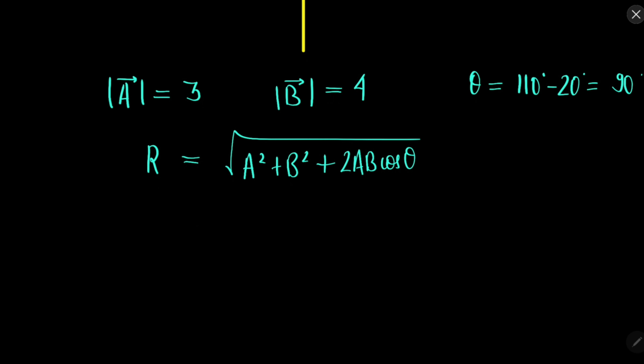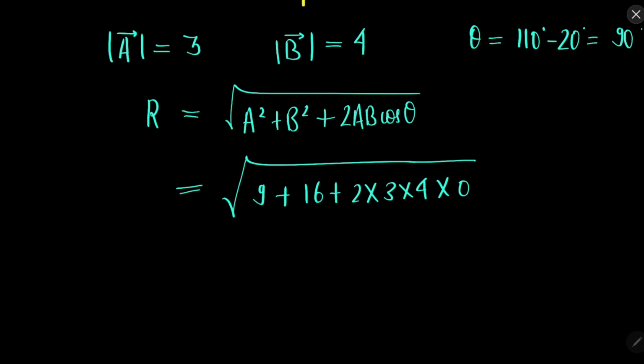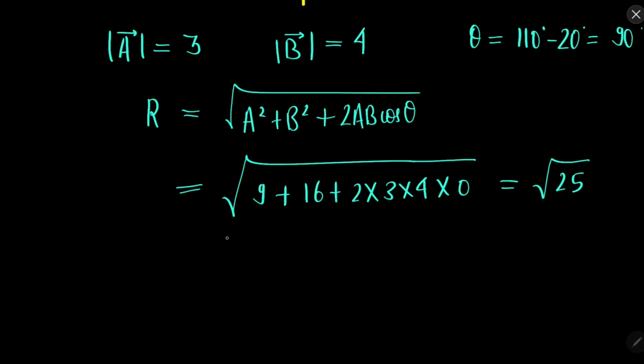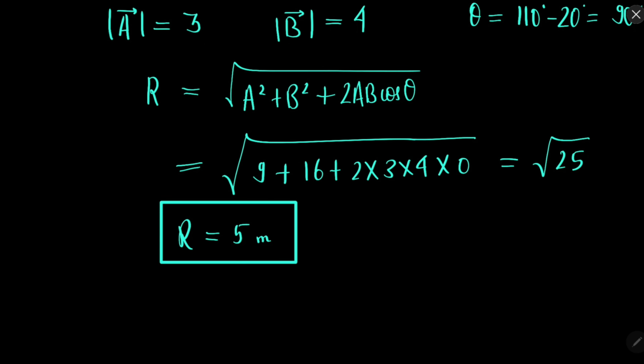So root of 3 square is 9, 4 square is 16, plus 2 into 3 into 4 into cos 90, which is 0. Cos 90 is 0. So you will have root 25, so R will be equal to 5 meters. The resultant will be 5 meters.